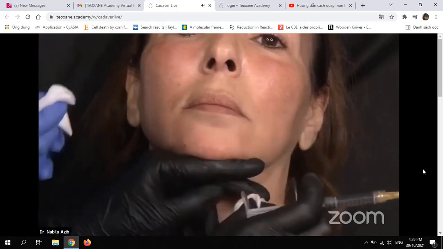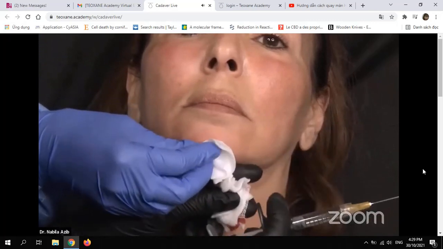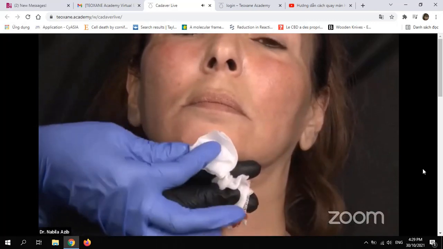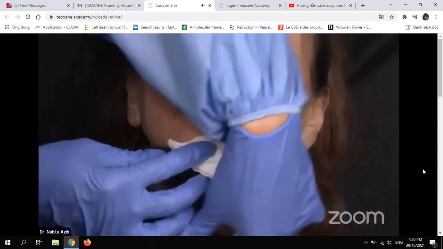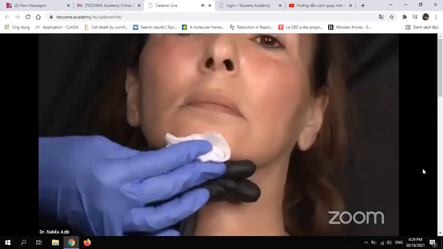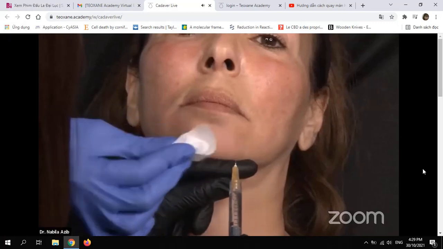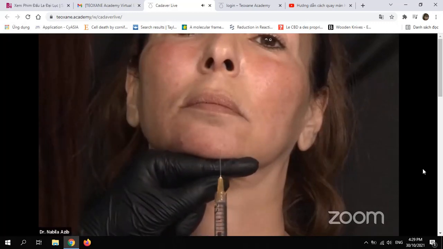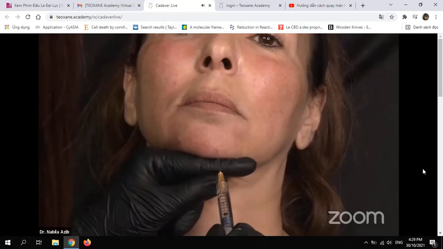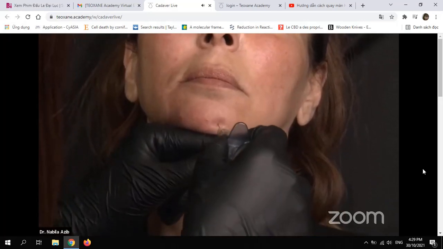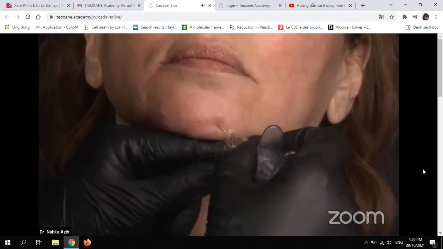What is the largest quantity of product that you can inject in the chin at the deep level? For me, it's around 0.3 per bolus. Okay. So now, two lateral boluses, one here and one here. I keep pinching on the mandibular bone.